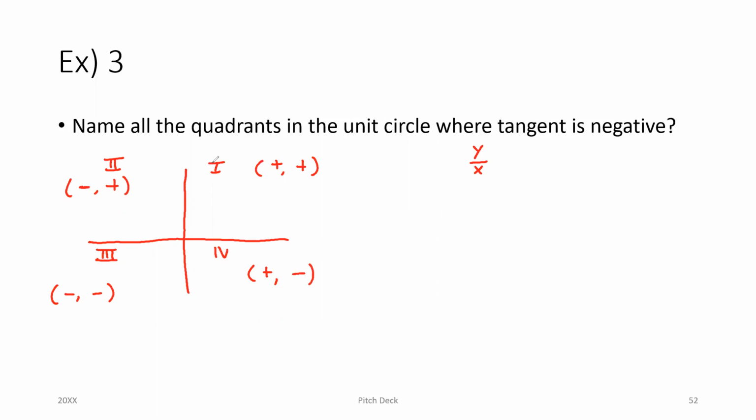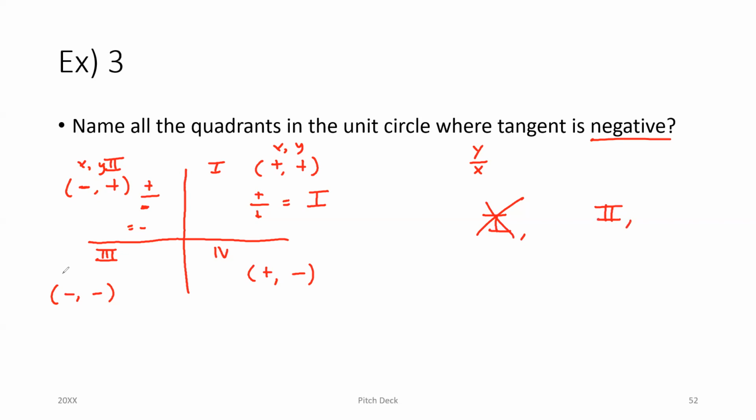So let's look at quadrant 1. What is tangent? It's y over x, right? So your y is positive and your x is also positive. That gives you an output of positive. So quadrant 1 doesn't work. What about quadrant 2? The y is positive and the x is negative. So that gives you an output of negative. Oh, they're asking which one's negative. So quadrant 1 won't work, but quadrant 2 works.